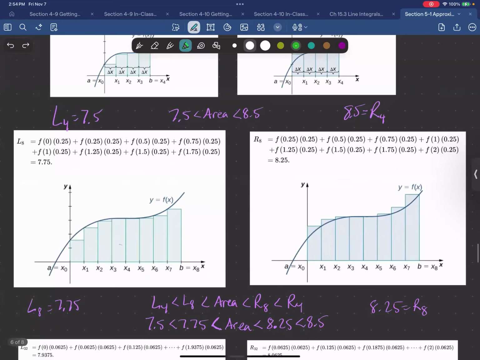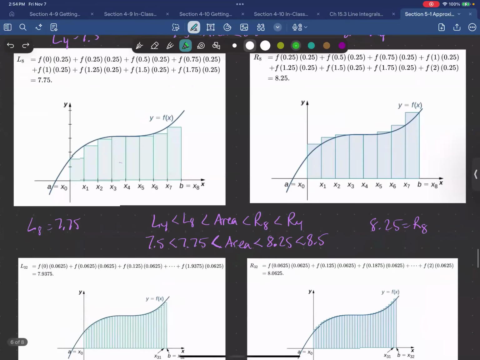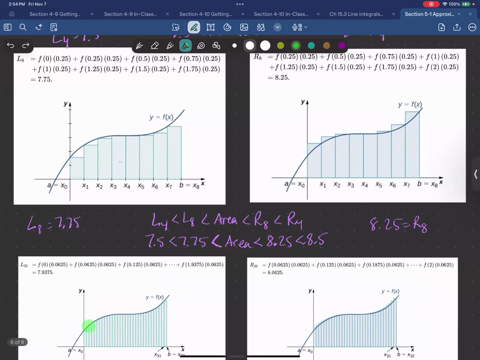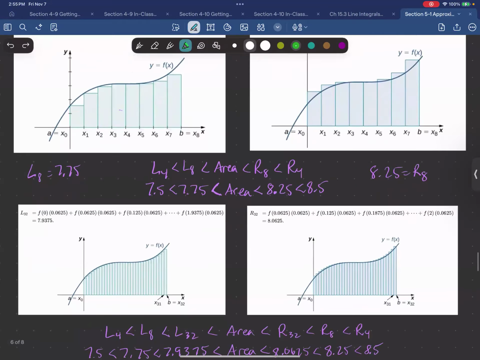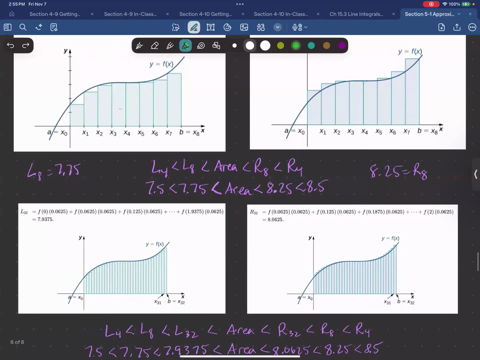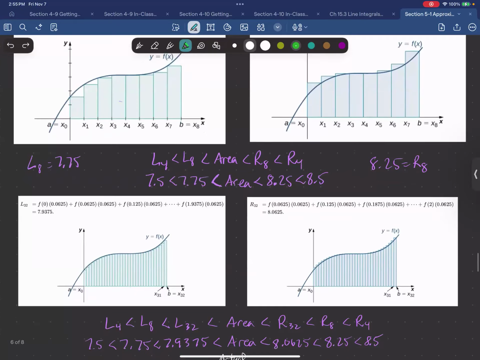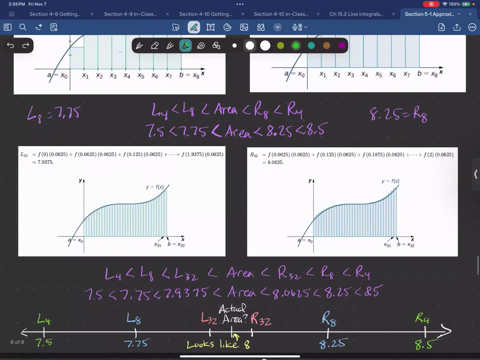We jump up to 32 rectangles. Check out this bad boy. Look at how little extra area or under area there is the more rectangles we do. Up here, we had a big old chunk. Here, they're just little tiny chunks. When you add those up, 7.9375, 8.0625.